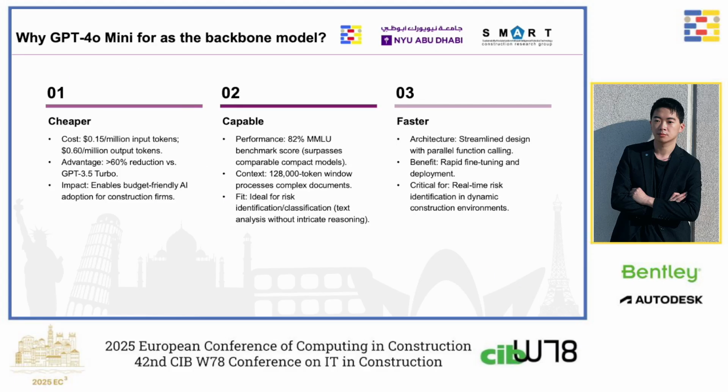Here is why we picked the GPT-4o Mini model as our backbone model. Firstly, it is much cheaper per token compared with the GPT 3.5 Turbo, making it a budget-friendly choice. Secondly, it performs really well on various benchmarks, and it can process a really large context window, so it can process the entire project document in just one go. And thirdly, its streamlined design delivers sub-second latency, which is critical for real-time risk identification.